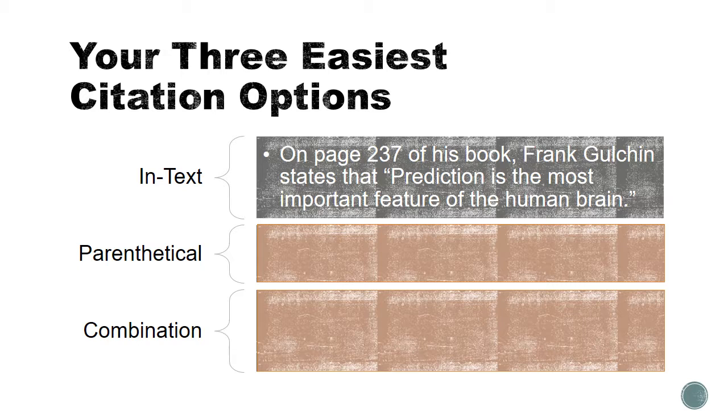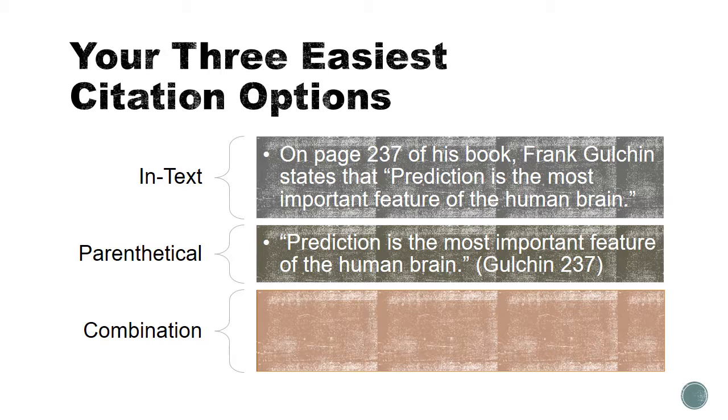If I wanted to be a little bit more simple about it, I could do a parenthetical citation, and it would look something like this. Quote, prediction is the most important feature of the human brain. Galchen 237. In that case, I've just included his last name and the page number. That's it. And sometimes that works. Sometimes that's all you need to do. And then, of course, there's the combination approach where you don't want to do one or the other. You'd rather do both. And that's perfectly fine.